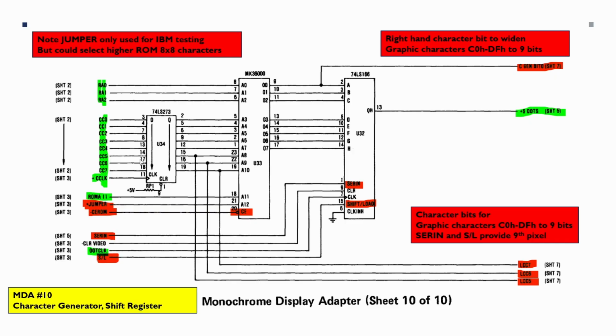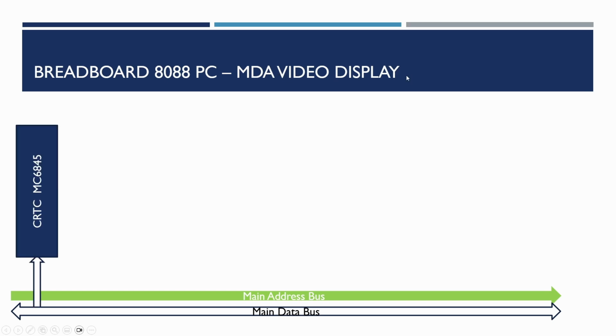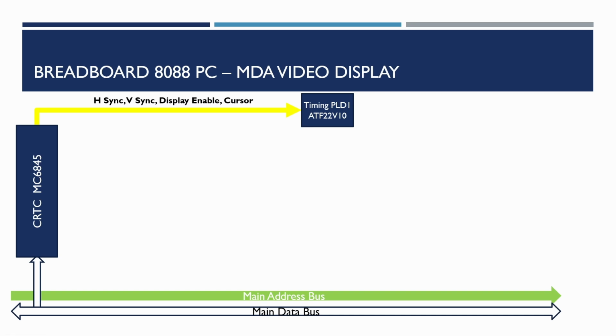So what I have tried to do is to summarize that information in a diagram similar to what I did in the original video controller series. This MDA video display diagram, we're basically talking about the main computer data bus and address bus. We're using the 6845 compatible cathode ray tube controller. This is then being used to generate horizontal sync, vertical sync signals for the timing of the pages and the lines on the display. Display enable blanks out the output during the horizontal sync and vertical sync periods, and the cursor provides the timing for where the cursor is on a particular screen.